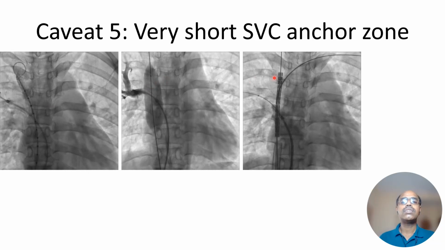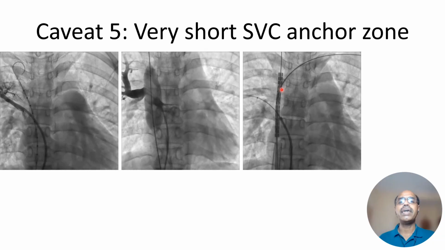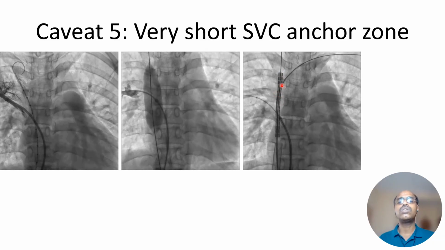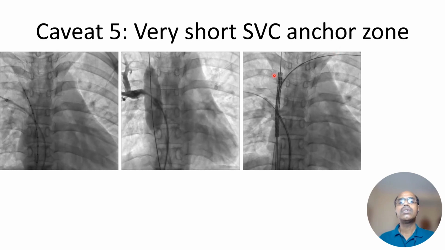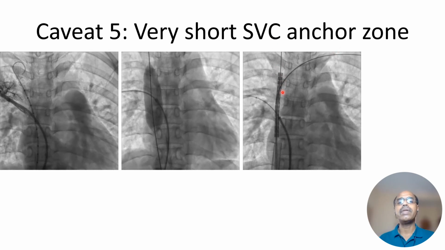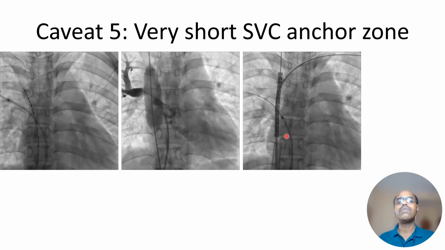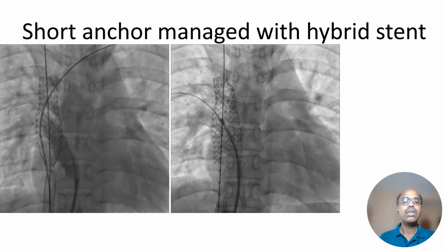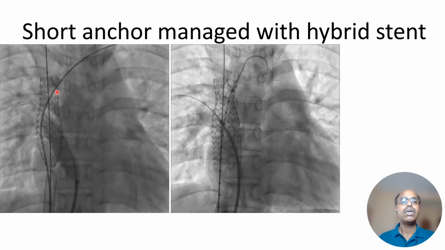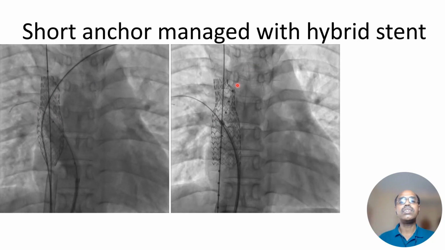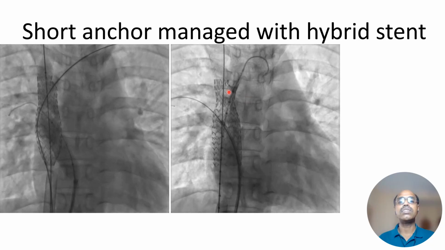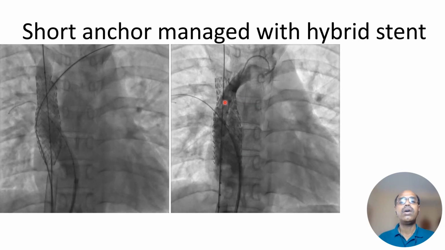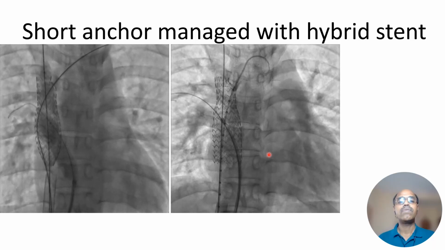What we do here is we take the RCA guide catheter through the junction between the bare stent and the covered stent and advance it towards the left innominate vein, so that the bare part will be in the right innominate vein and the covered part will be in the superior vena cava. Once we inflate, we can appreciate that the innominate vein is draining through the side struts of this hybrid stent and draining into the main covered stent.